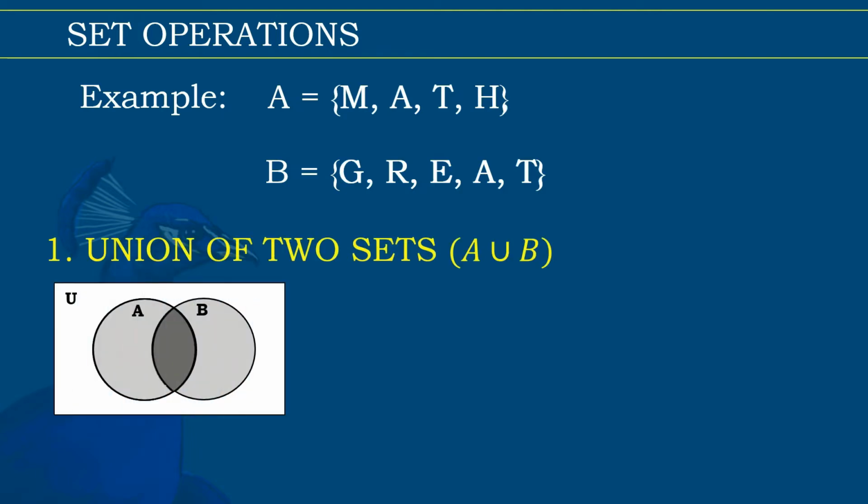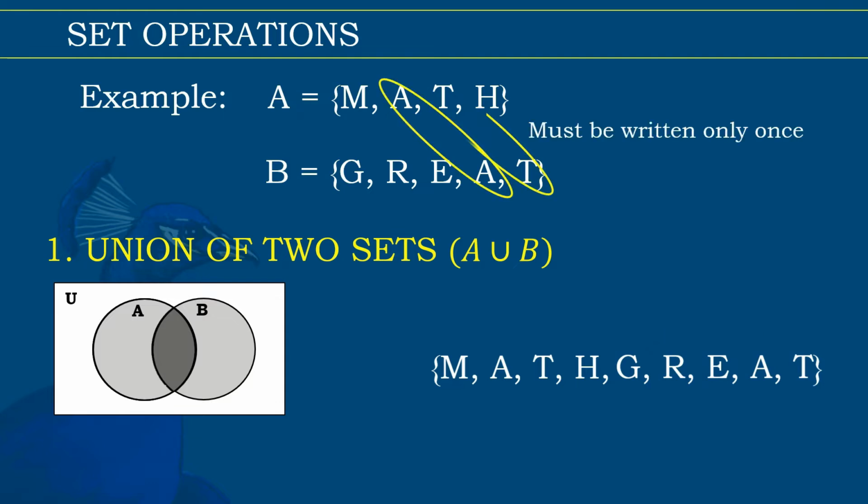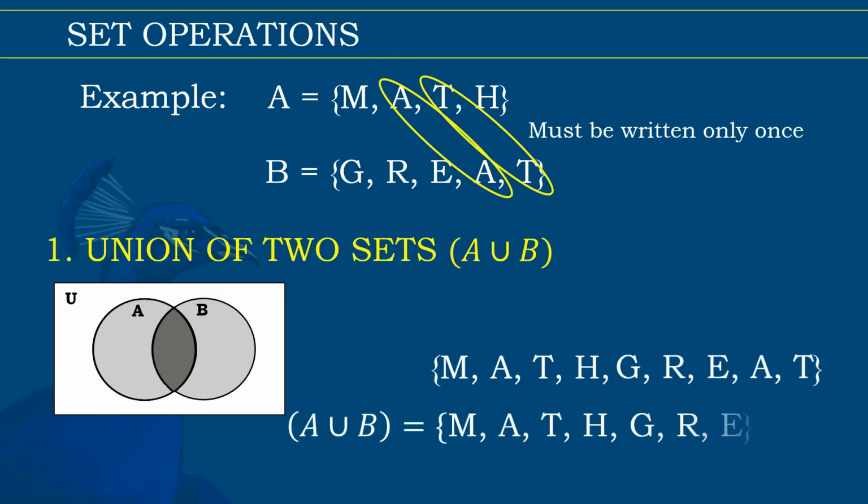First, we have the union of two sets, or A union B. To find the union of two sets, we will combine the elements of A and B, but the elements that are common to both sets will be written only once. The set will be enclosed by braces and the elements are separated by commas.